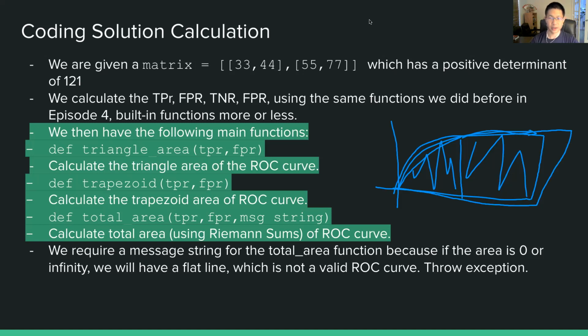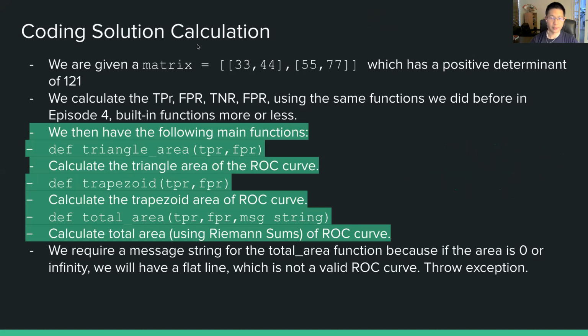So you have three different Python functions for that, using the concept of encapsulation, encapsulating the triangle area, trapezoid area, and the total area, using, of course, Riemann sums. We also have a message string for the total area, because if it's zero, we basically have a flat line, which is not a valid ROC curve, with an exception.